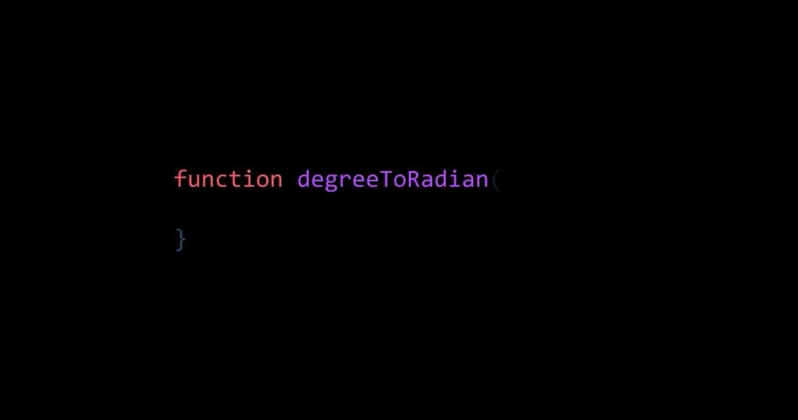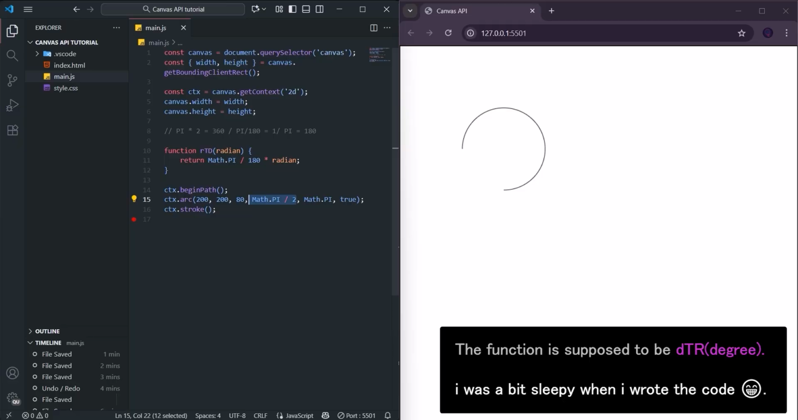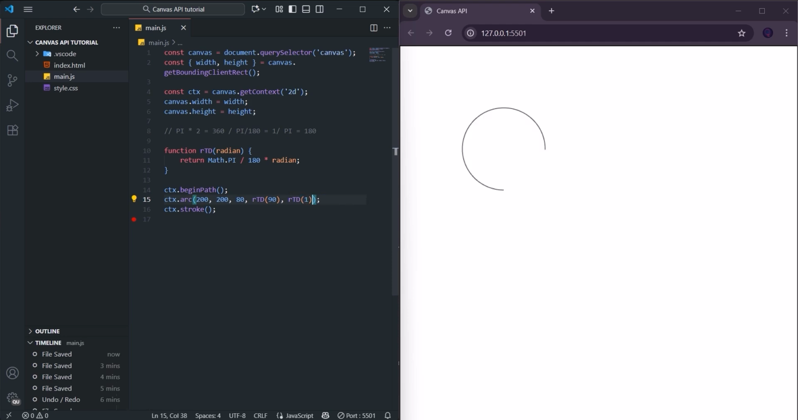Let's create a function that converts degrees to radians. Since pi radians equals 180 degrees, 1 degree is equal to pi over 180 radians. Multiplying a degree value by pi divided by 180 converts it to radians. I will use the function to create a start angle and end angle. I will give the arc a radius of 80. You will notice that using degrees is much easier to read and understand than manually writing fractions of pi everywhere.